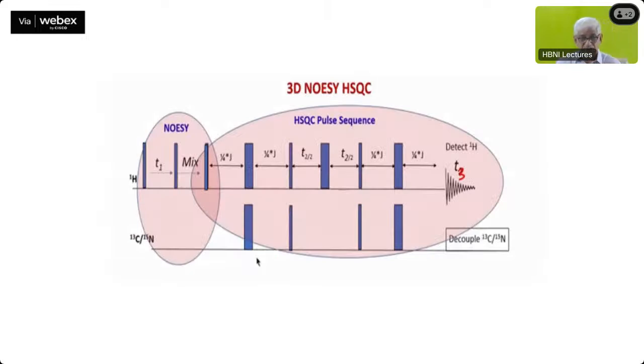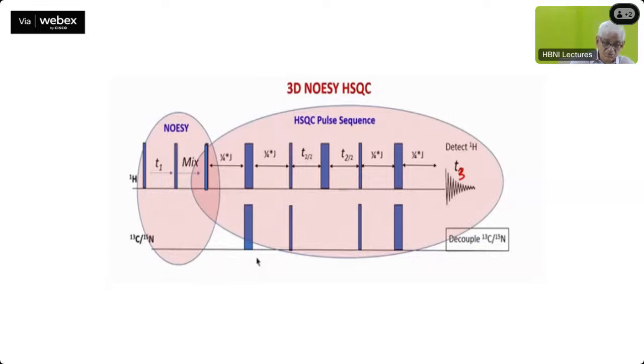Okay, now this is the 3-dimensional experiment of the same type. 3-dimensional NOESY-HSQC. So what you do is first you have the NOESY part, the T1 mixing time. So until here it is the NOESY. And then you do an HSQC. Then you have the HSQC experiment and detect the signal here as T3. So you have 3 time variables, T1, T2, and T3. T3 is proton and T2 is nitrogen 15 or C13, and T1 is proton.